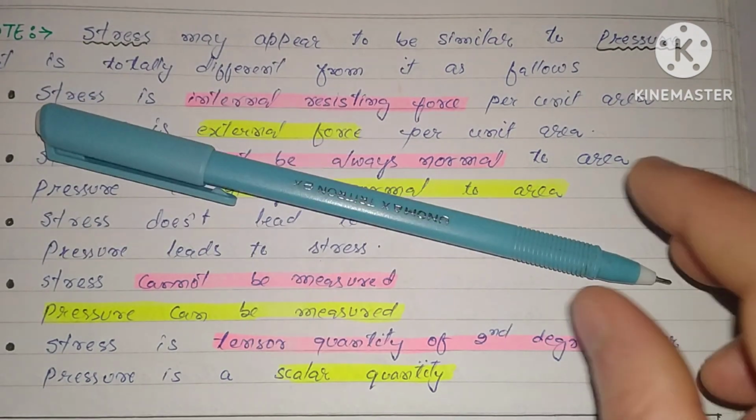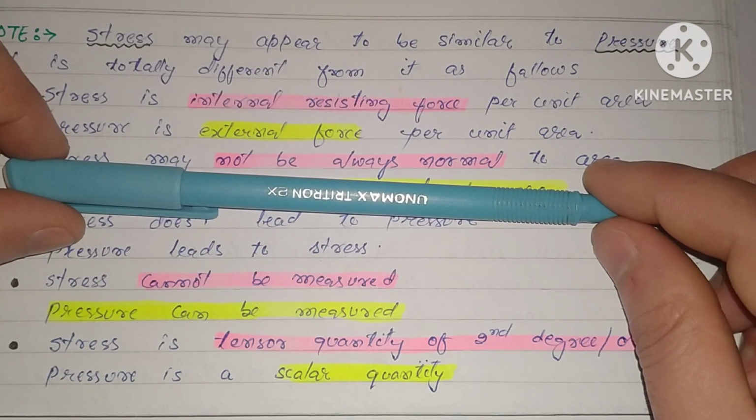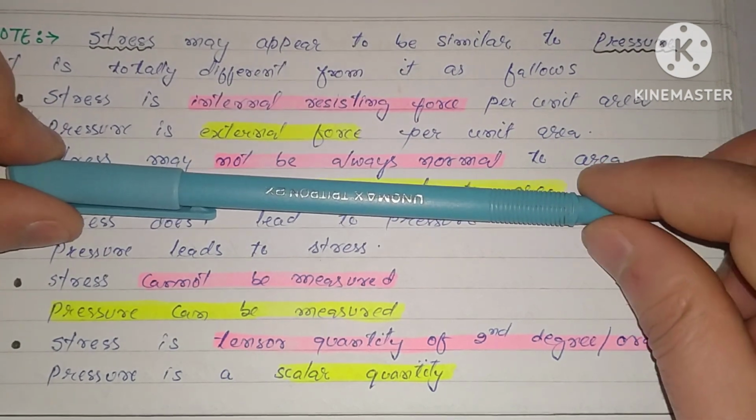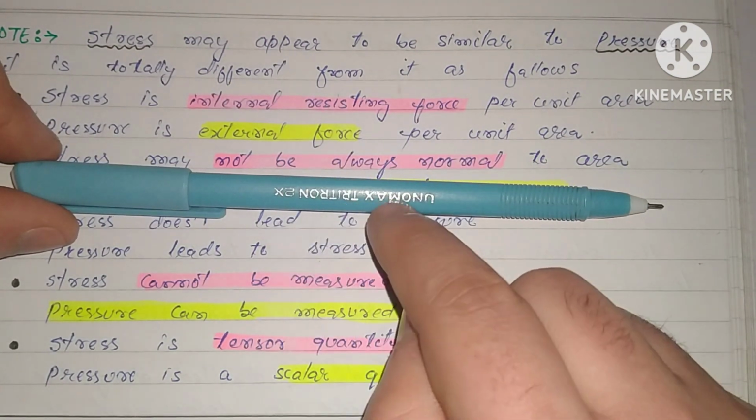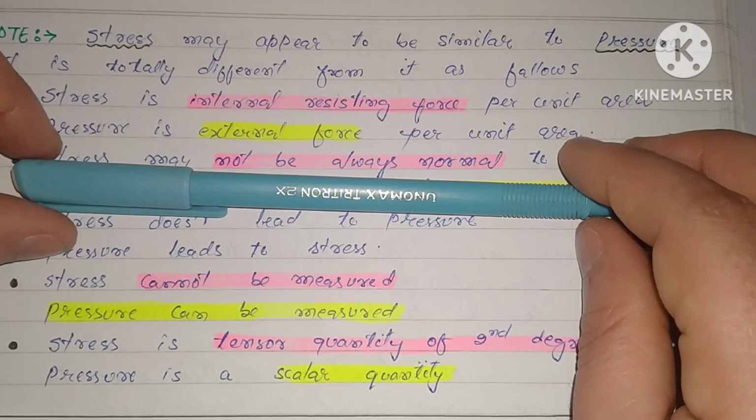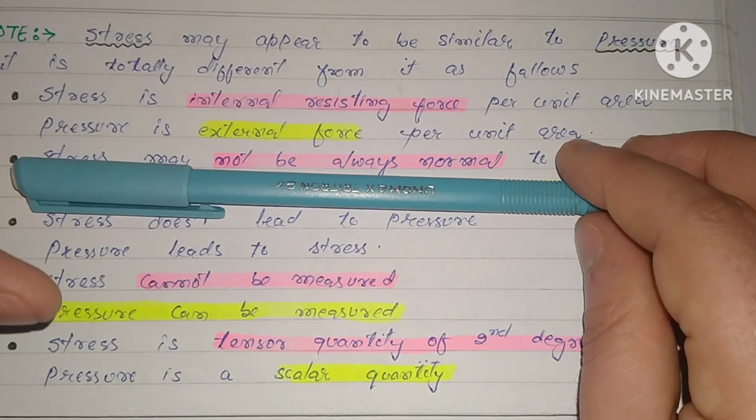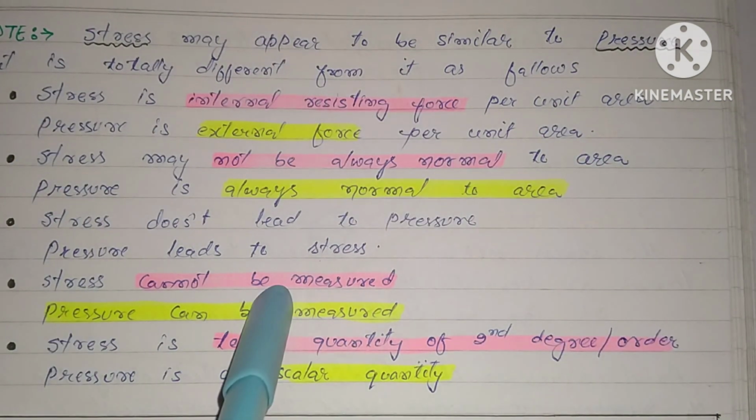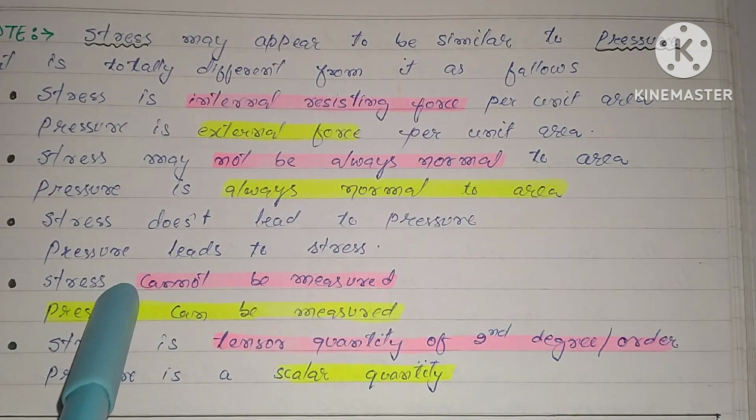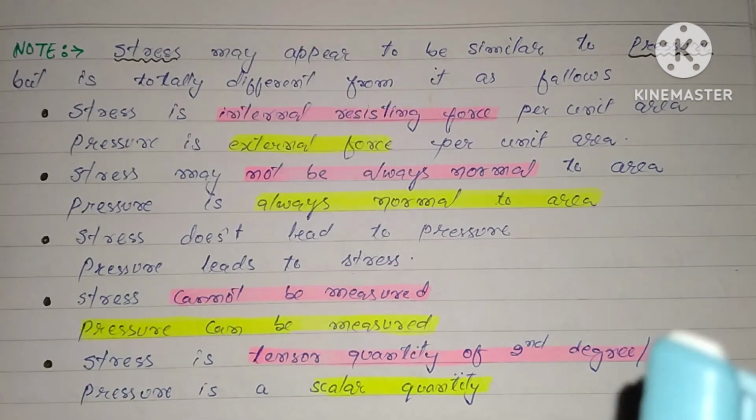If there is a body in the UTM, the universal testing machine, we apply the extensions from here and here, the body expands and there is a neck formation somewhere here, and we measure the strain, and from Hooke's law we determine the stress. So stress cannot be measured, it can be computed from Hooke's law. By noting the strain values, we can calculate the stress. Stress is not a measurable quantity.